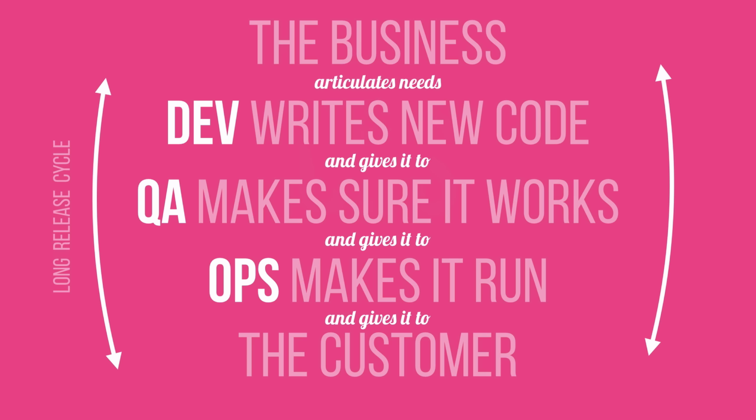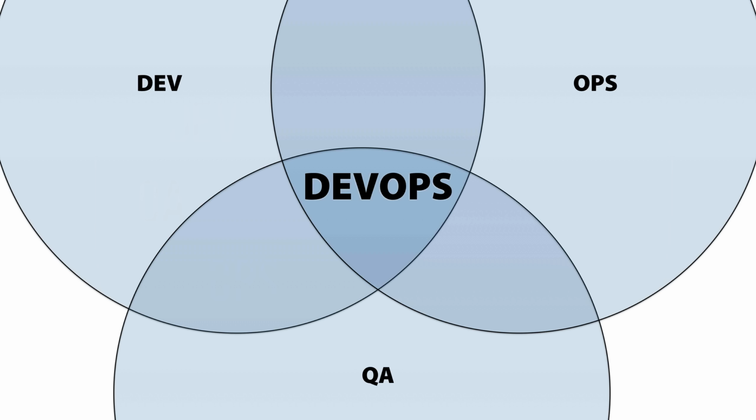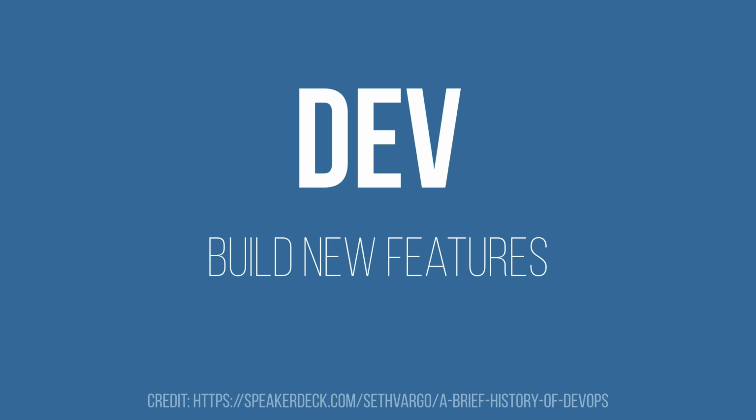And it takes a long time, and there are conflicting incentives and pain points among these various organizations due to the way that they're structured. So DevOps is a new movement which started around 2009 that is changing a lot of software companies, and it is something of a union between these various functions, which is to say that it's part Dev, part Ops, and part QA. It's DevOps.